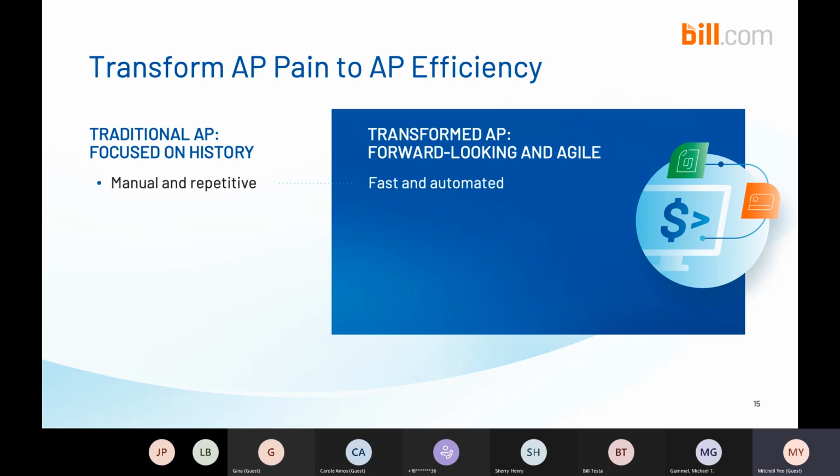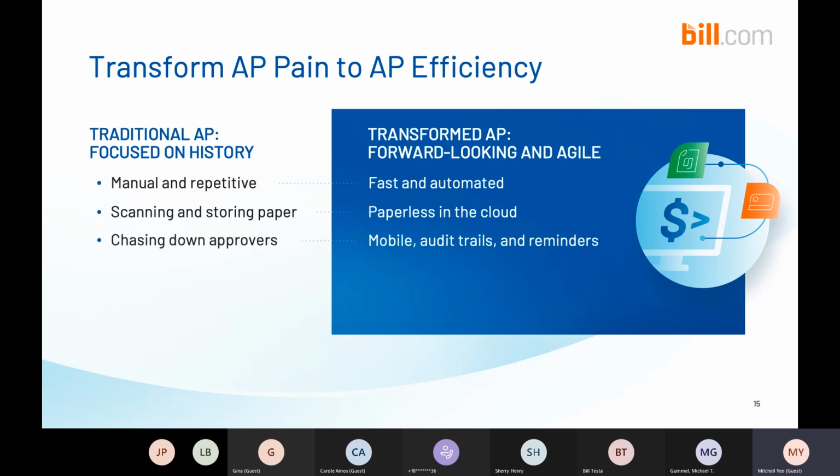So manual and repetitive process, storing paper documents, storing documents manually, in a cloud environment, very repetitive data entry can be eliminated through artificial intelligence, fast and automated. Scanning and storing papers can be paperless in the cloud. Access anywhere, real-time views, insight to everything you need. Chasing down approvers turns into right in my back pocket. Putting my AP process right in my back pocket through a mobile application, audit trails, and reminders.